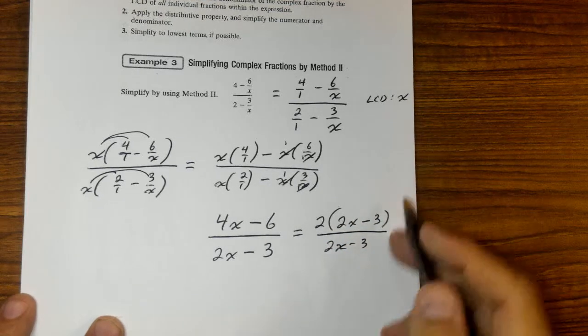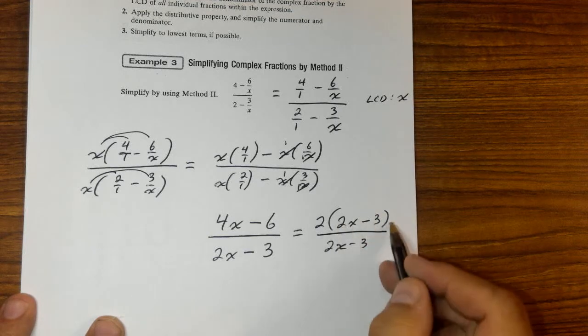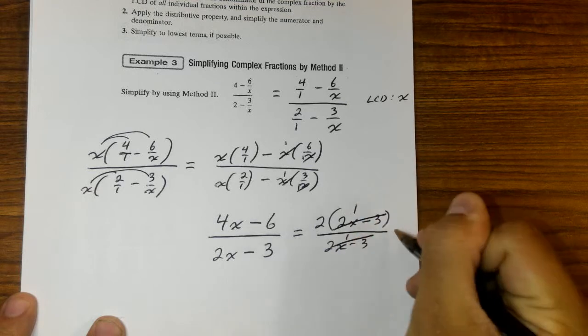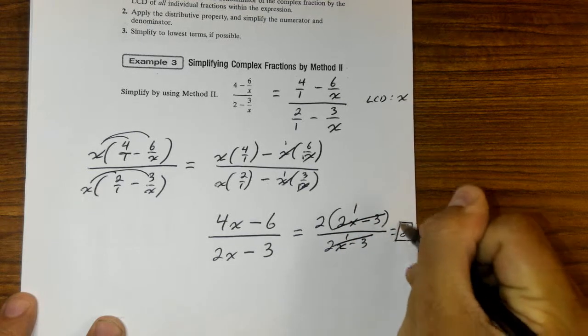And now we can see that we have identical factors. 2x minus 3 divided by 2x minus 3 will simplify to 1 over 1. And our final answer for this problem is 2.